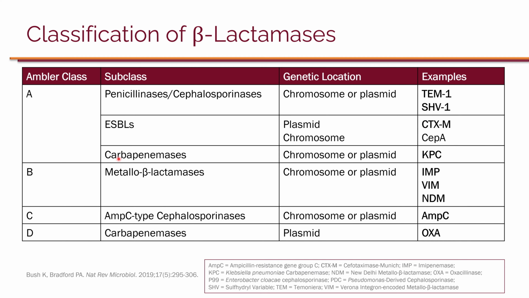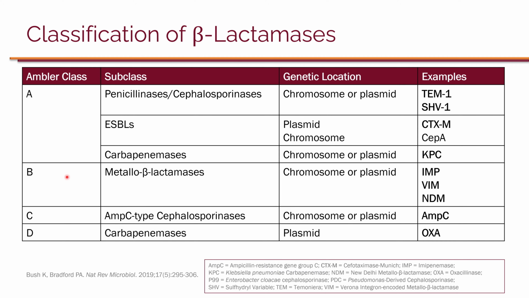And as part of class A, we also have carbapenemases. Before I mention this, let me go back to ESBL. ESBLs not only break down extended spectrum cephalosporins, so third generation cephalosporins, but they will also break down penicillins and first and second generation cephalosporins. And when you look at carbapenemases, even though the name says they break down carbapenems, these enzymes also break down penicillins and cephalosporins as well as carbapenems. KPC is the most common enzyme in the US.